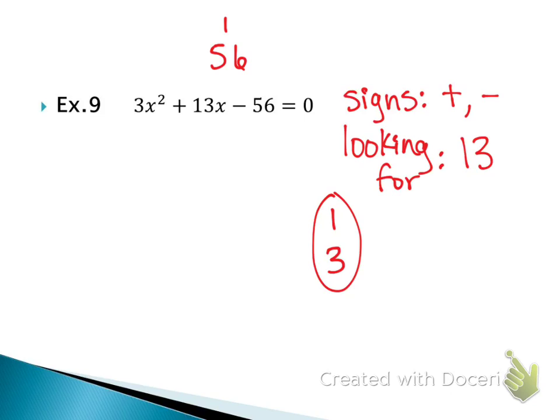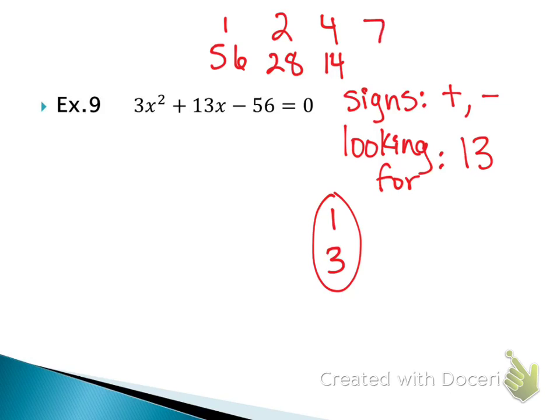Jalen, what's another option for my second bubble? 2 and 28. Kion, what's another option for my second bubble? We got 2 and 28. 4 and 14 would be another option. We're not out of options yet. Natalie, what else?